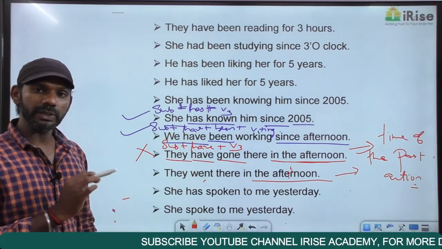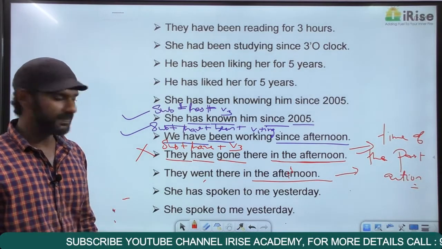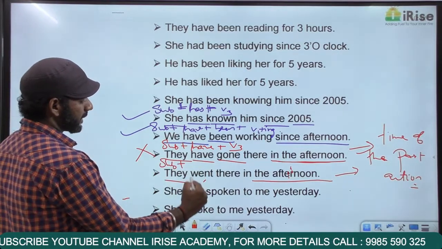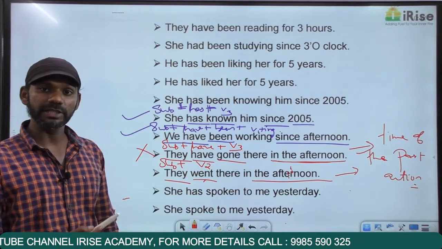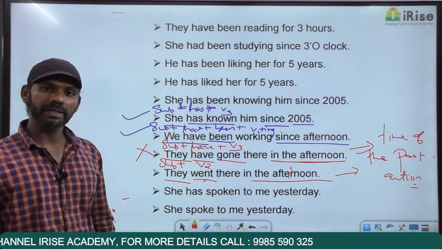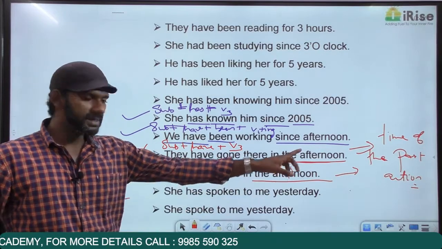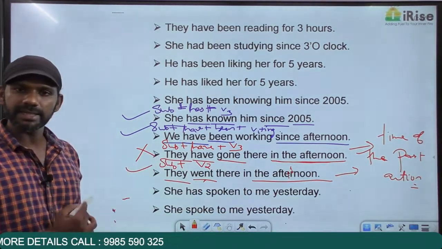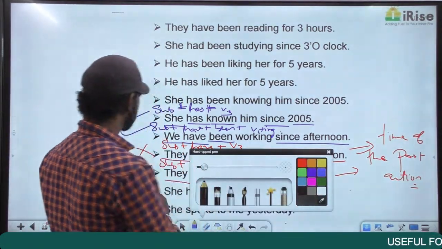In this statement also, afternoon is the time of the past action. Since is not there, so it cannot be a point of time. They went there. The subject here is they, plus went, which is V2. Go, went, gone. Subject plus V2 is simple past, and simple past is used when the time of the past action is mentioned. Here the time of the past action is mentioned. We use simple past. This statement is grammatically correct. Come to the next one.